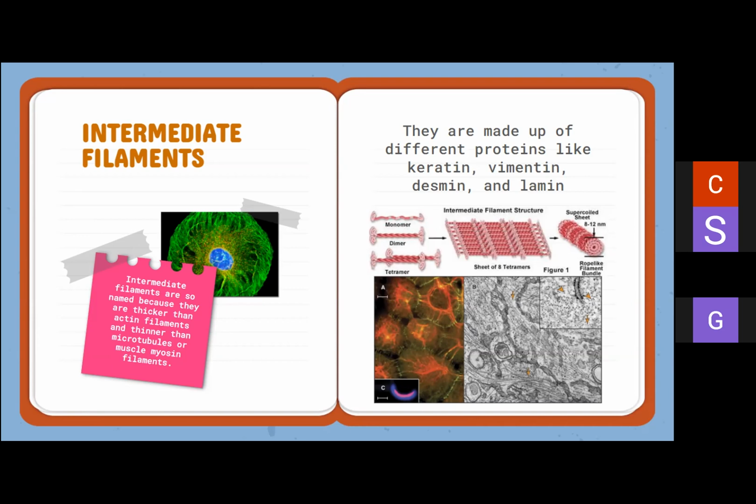Since intermediate filaments are so important to the structural support of our cells, there have been multiple diseases found to be caused by the mutation of intermediate filaments. One disease found to be caused by the mutation of keratin is called loose anagen syndrome. This causes people to have sparse, short hair that falls out easily.